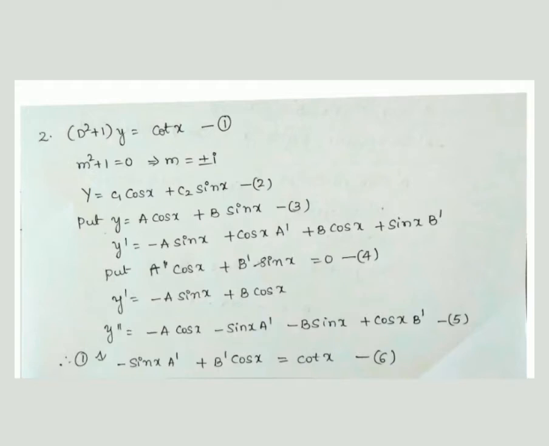Then find y dash. Then we can write equation number 4, that is a dash cos x plus b dash sin x is equal to 0. Then we can again rewrite y dash as minus a sin x plus b cos x. So from that we can obtain y double dash. That also we will obtain the same as for the previous problem. Again for the next problem also we will obtain the same y dash, y double dash, y as well as the complementary function.